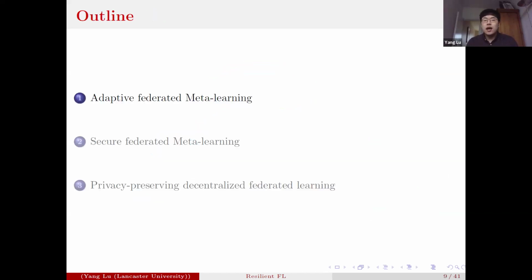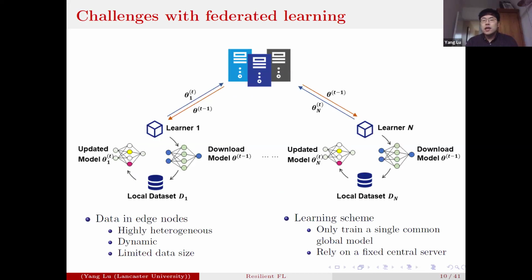So in this talk, I will introduce 3 of my recent works, which attempt to address these limitations. The first one is about adaptive federated meta-learning. So here we just review again the first set of constraints mainly. So we see the constraints on limitations on data side.